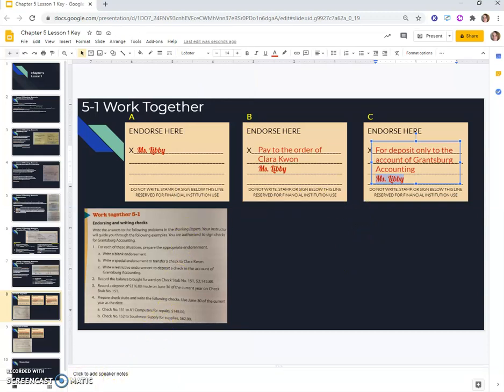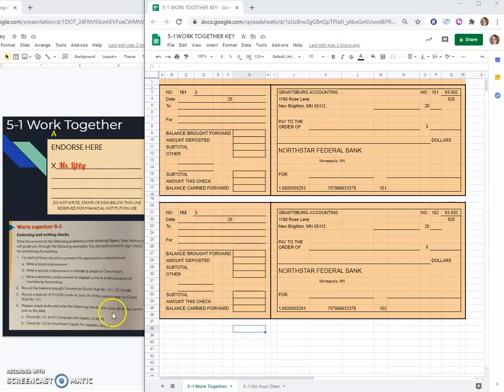Okay, so now we'll move on to the spreadsheet for numbers 2, 3, and 4 here. So, number 2 in my work together says, record the balance brought forward on check stub number 151, which is this one, is $2,145.88. And I can change this to currency. All right, so we did that.